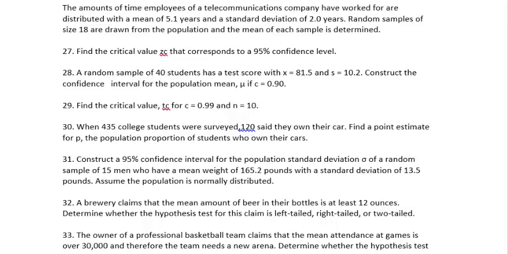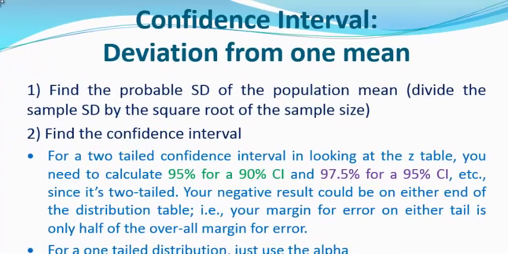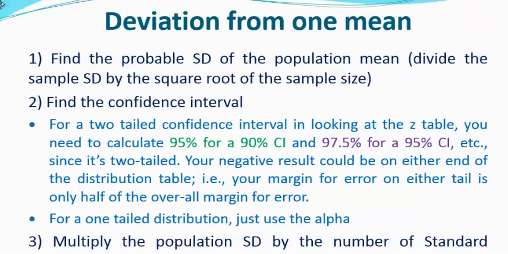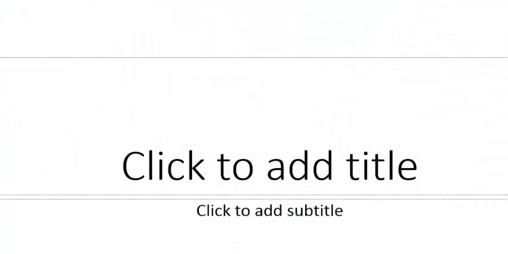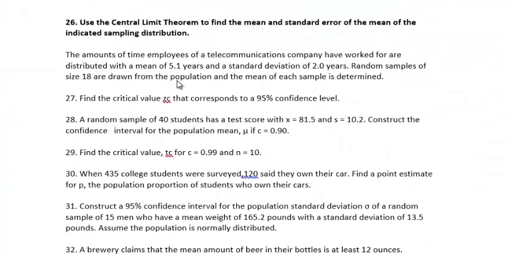Number 28 is a little bit more complicated. Number 28 asks you to build a confidence interval. If you don't remember, there was a tutorial in the crash course. This is slide 26 that tells you how to do the confidence interval. I did a couple of examples in the crash course, but now we're going to look at an example from right over here. The example is a random sample of 40 students, a test score with x-bar, the mean, of 81.5, and a standard deviation of 10.2. Construct the confidence interval for the population mean, if c, meaning the confidence level, is 90%, or 0.9.